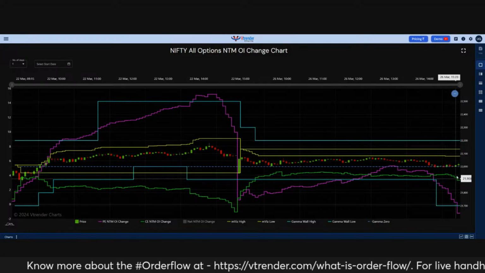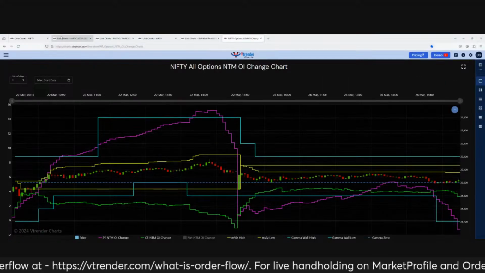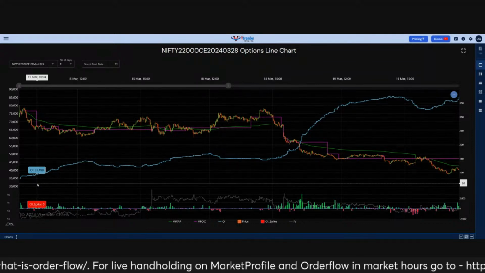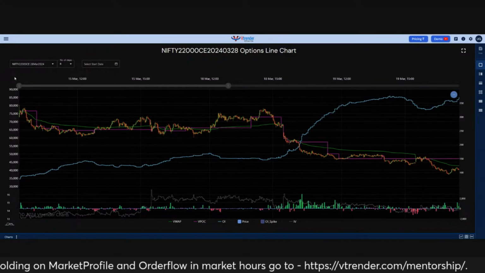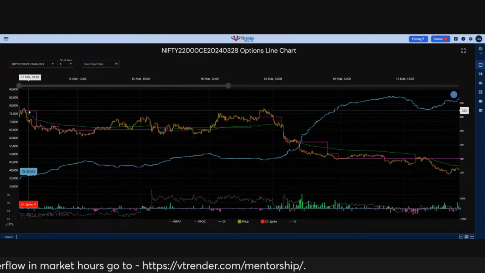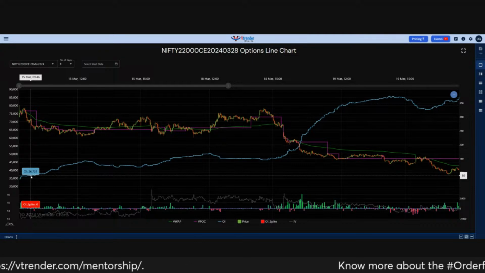So all the focus would be on this 22,000 level, which is why we are looking at the 22,000 call and put chart. So now what you have on screen is the line chart of the 22,000 call. As I said, this pink line is the POC, the green is the VWAP, and this blue line is the open interest.